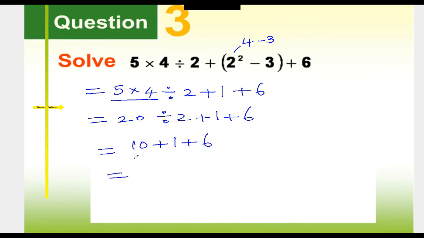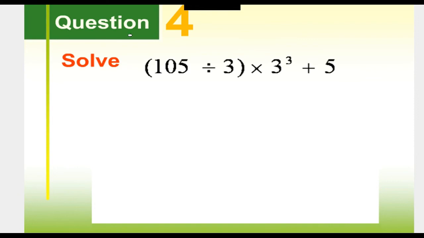All of them are addition, you can do at a time. No issues. 10 plus 1, 11. 11 plus 6, 17. So 17 is the final answer. Okay. Would you like to do one more? Let's do one last question.